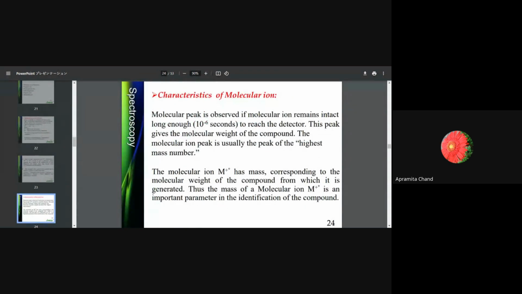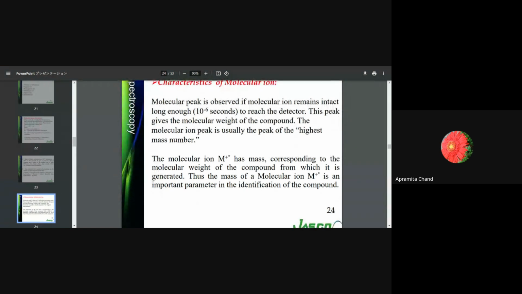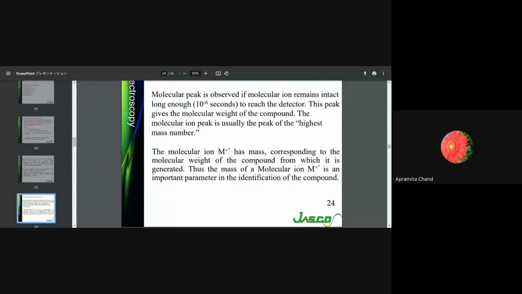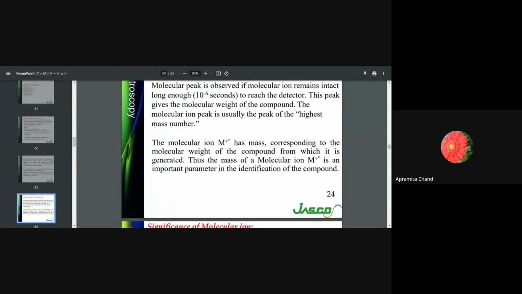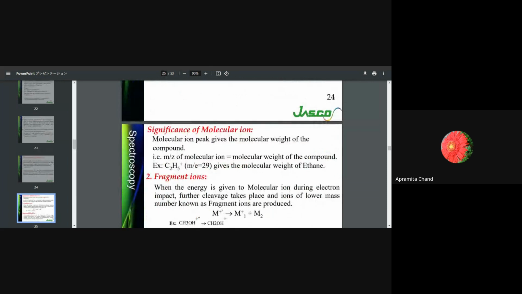What is the characteristic of a molecular ion? A molecular peak is observed only if the molecular ion is stable, if it remains intact enough and is not itself getting fragmented. This peak gives the molecular weight of the compound. It will be the peak of the highest mass number, so the peak with the highest mass number will be your molecular ion peak. This is a very important parameter in the identification of a compound.